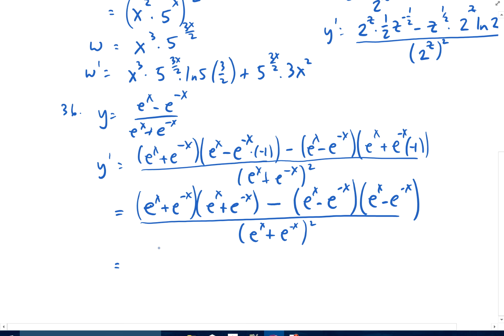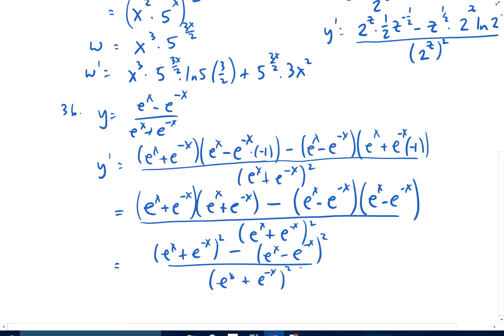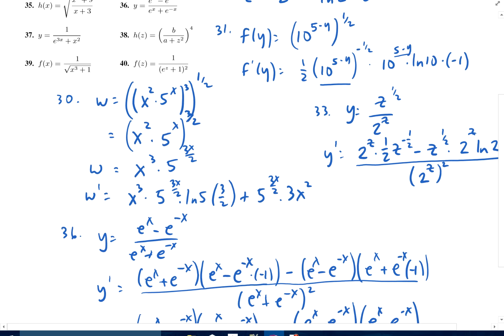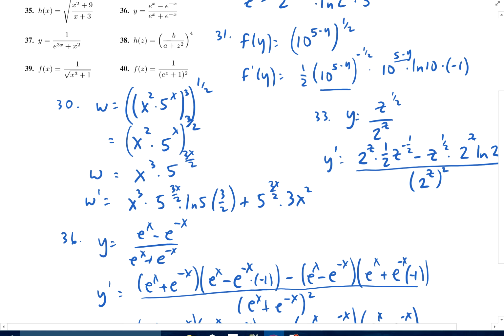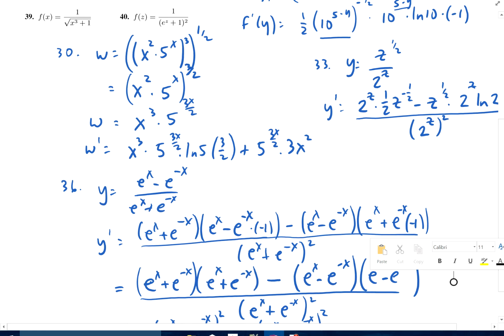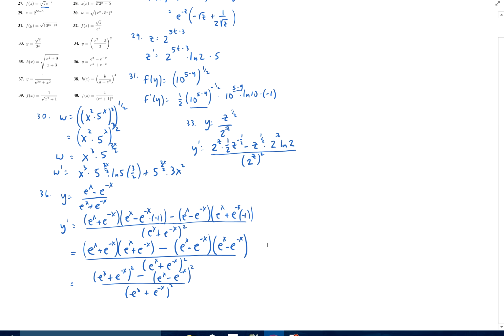So this becomes e to the x plus e to the negative x squared minus e to the x minus e to the negative x squared all over e to the x plus e to the negative x squared. Okay. And what are we on here? 36. I said 39 and then back up to 35. So 39, 1 over, well, here, I'll do this.